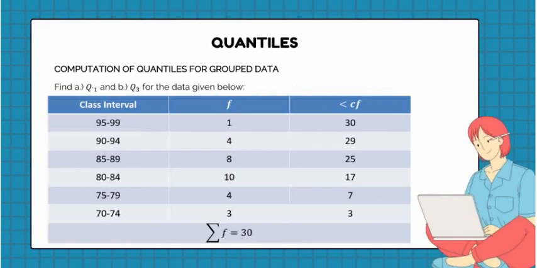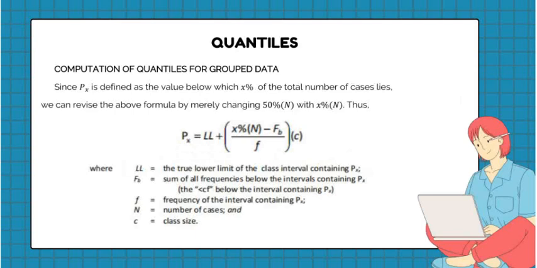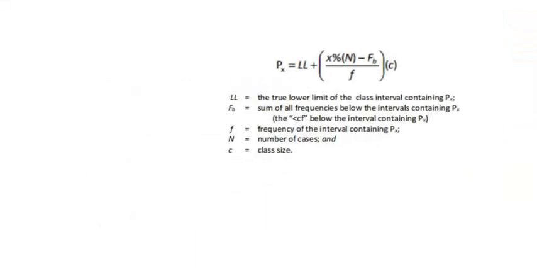Now the task for you is to find your Q sub 1. So how would you find your Q sub 1 in terms of the formula for quantiles? So let me just add another page for me to properly explain that one. So we are going to make use of these. So let me just crop that formula here, and then use that formula. So what we are going to do is define what the values of LL, f sub b, f, n, and c should be in terms of quartile 1.